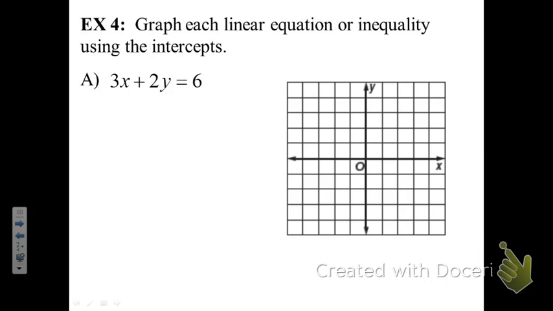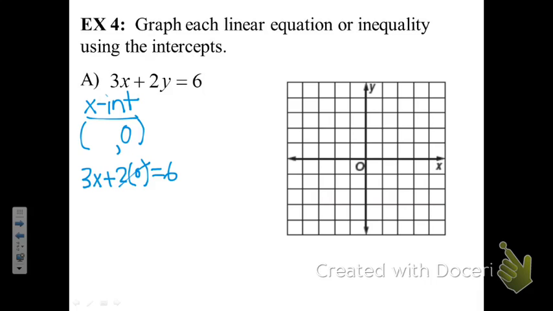So we move on to our next type of problem, and it wants you to graph using the intercepts. Remember, intercepts mean x-intercept is when the y value is 0. So we're going to take our equation and replace the y value with 0 and then solve it. Right here this becomes 0, so I'm just going to cross it out. And we're left with 3x equals 6. Divide by 3 to solve this, and x equals 2.